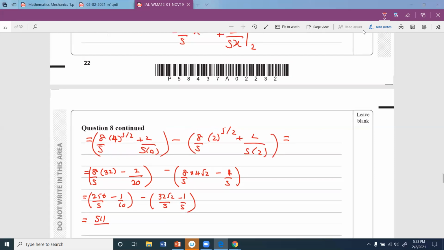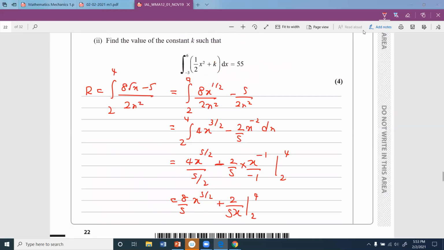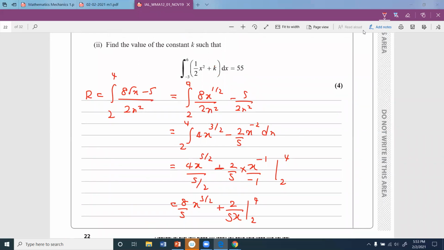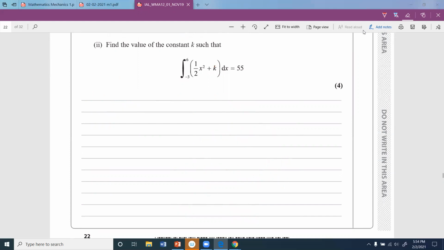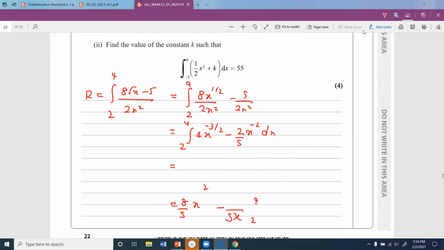When we were solving the integration part separately, should it be 4x to the power minus 3 over 2? Yes, exactly. This is minus 3 over 2, so we have to erase everything. That's the point, that is why we don't get the proper answer. And the 5 over 2x squared, should it be minus 5 over 2 x to the power minus 2? Yes, if you bring this 2 up, it turns to minus 2. It doesn't make an impact on this answer.